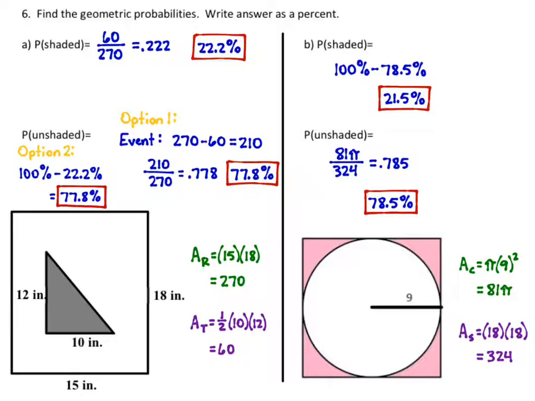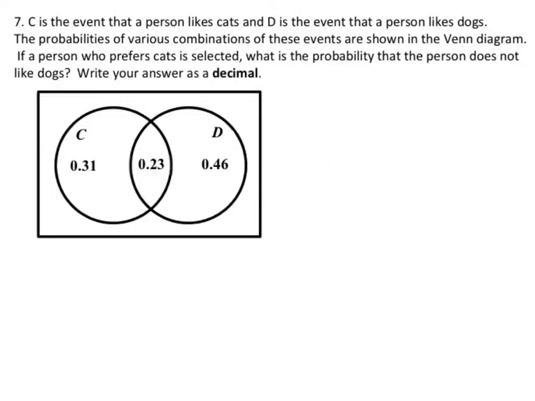For number 7, we're given a Venn diagram, and C is the event that a person likes cats, and D is the event that a person likes dogs. The probability of various combinations of these events are shown in the Venn diagram.